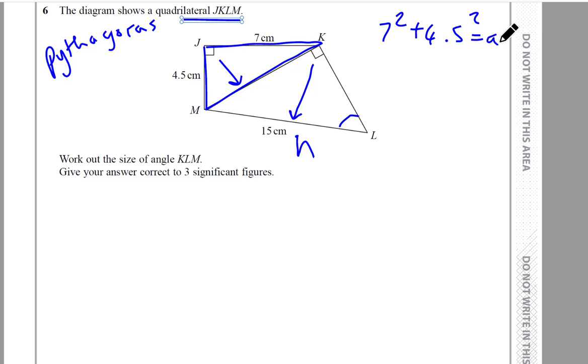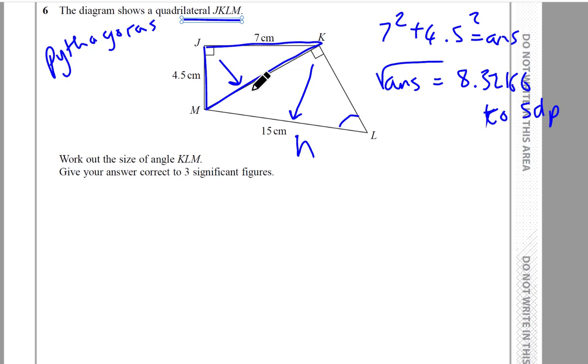Get your answer. We're going to square root your answer, and then you should get an answer of 8.32166. I'm just going to round that there. So that's 5 decimal places. Because your answers are 3 significant figures, that's more than enough accuracy.